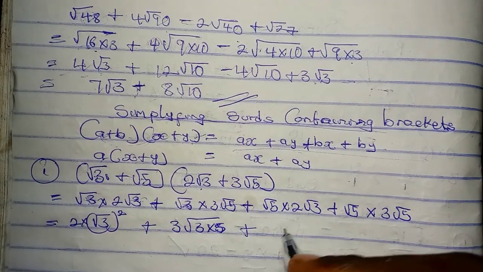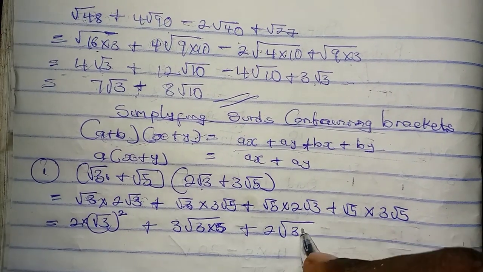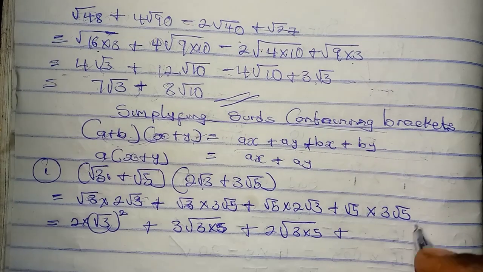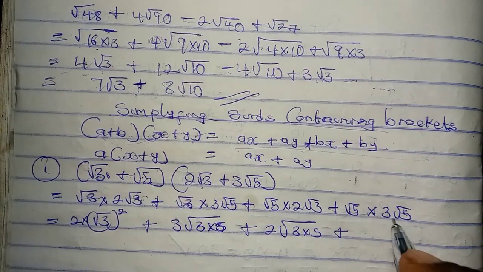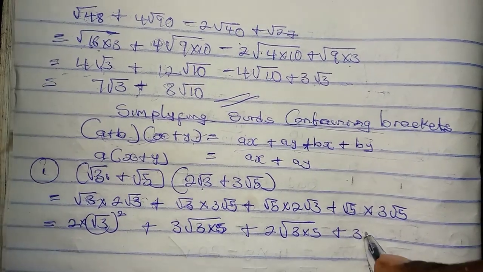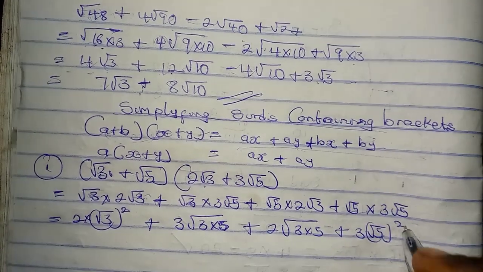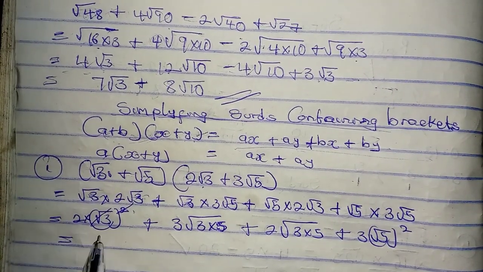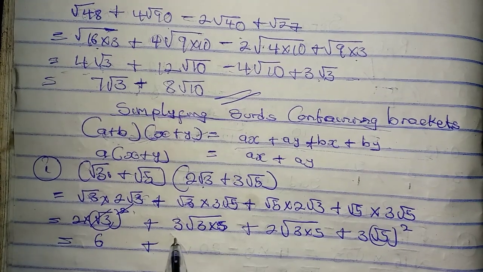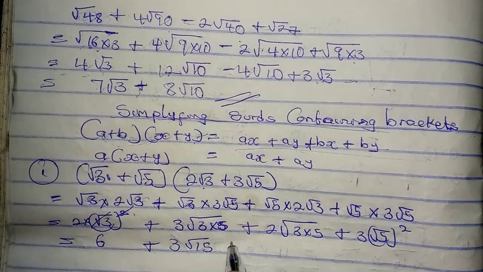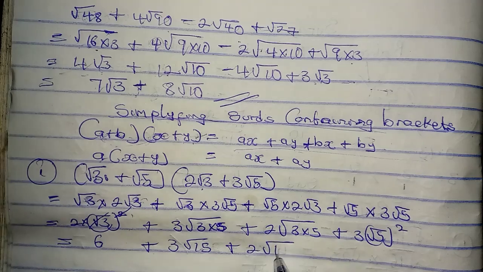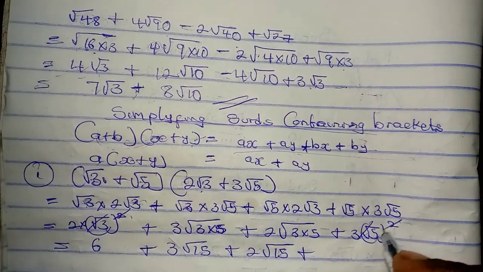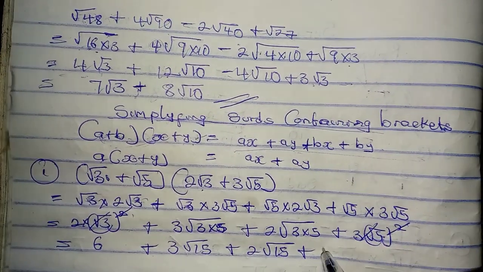Plus here we have 2 root 3 times 5. And here is the like times, so if you multiply it, it will be raised to power of 2. So now, root cancels power, 3 times 2 is 6, plus here we have 3 root 15, the other side we have 2 root 15, plus, root cancels power, we have 3 times 5, which is 15.